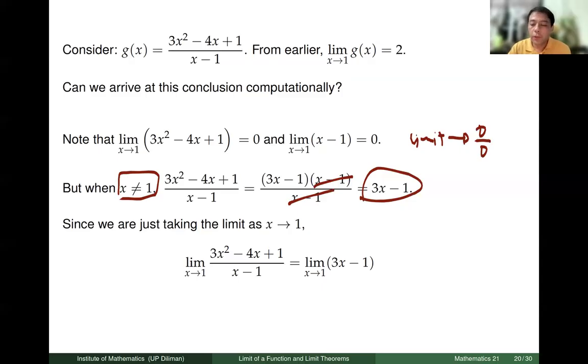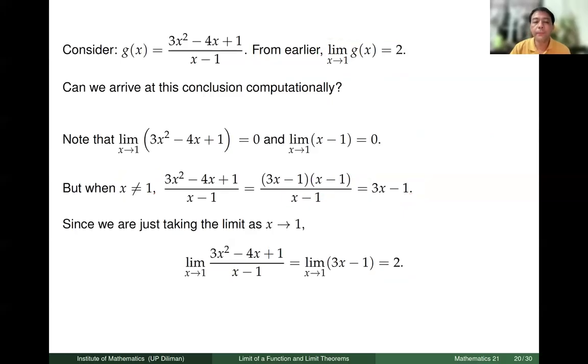Okay? And this is just a polynomial. Evaluate, place the x by 1, you get 3 times 1 minus 1 is 2. And that's what we have shown earlier using the graphing method. And we got it analytically. The limit is equal to 2. Okay.